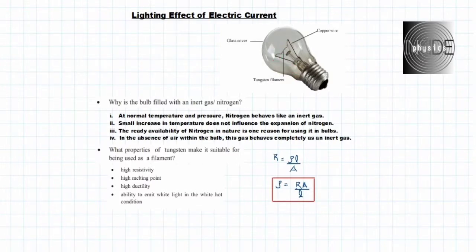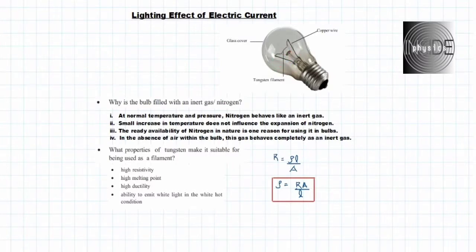So, now to understand more clearly, we are going to discuss a few questions related to the working of the incandescent lamp. First question: why is the bulb filled with an inert gas or nitrogen? We have seen that at normal temperature and pressure, nitrogen behaves like an inert gas. A small increase in temperature does not influence the expansion of nitrogen. So, if we increase the temperature, the nitrogen gas will not expand readily.